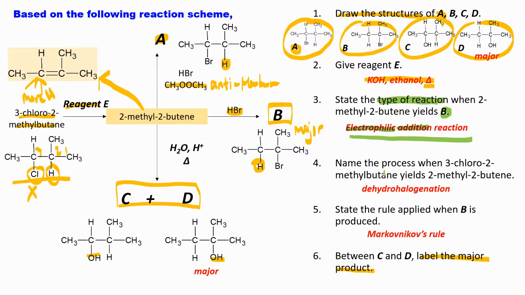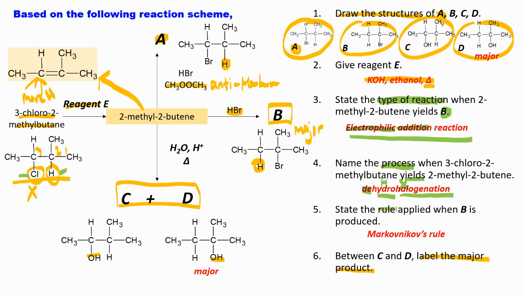Now comes another word: name the process. It is not type of reaction. Let's look at what happened here. 3-chloro-2-methylbutane yields 2-methyl-2-butene. So what is eliminated? Hydrogen and halogen. So we say dehydrohalogenation, which means eliminating hydrogen and halogen.